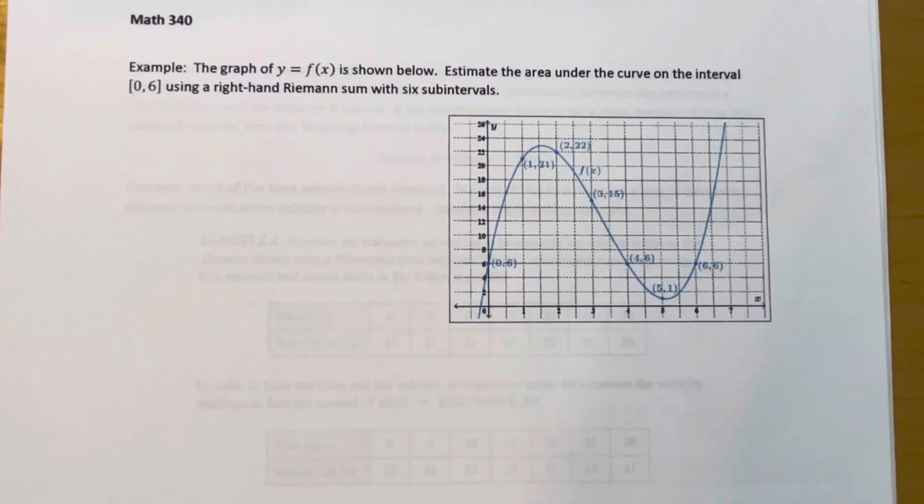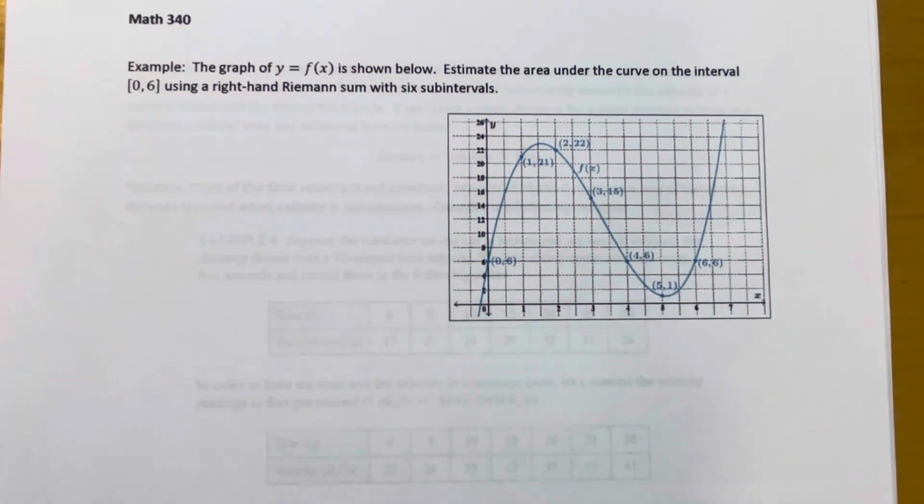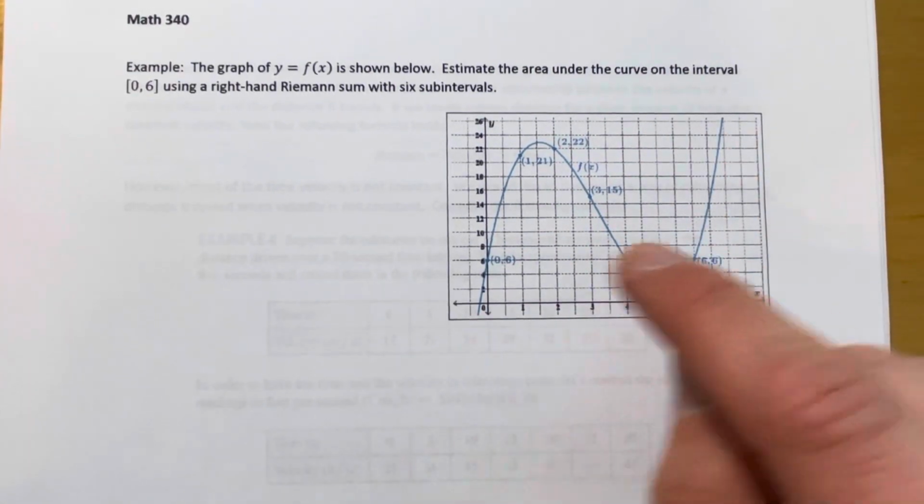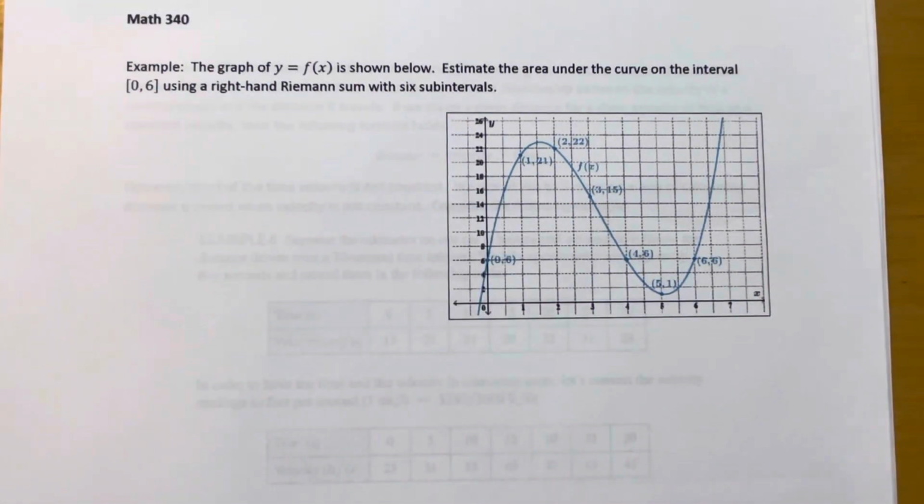We're going to do several examples like what we've just done, but looking at the problem from different angles. So what if I don't have a rule defining my function? What if I don't know that y is equal to something like 2x squared plus 20x minus 5? Sometimes I'm only given a graph with some of the points indicated on that graph. So down here, we want to estimate the area under the curve on the interval from 0 to 6 using a right-hand Riemann sum with 6 subintervals.